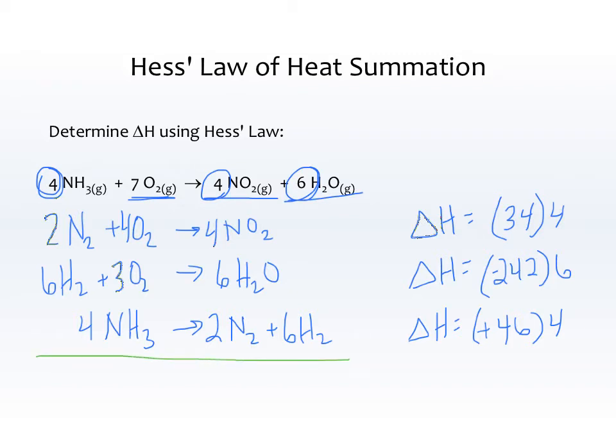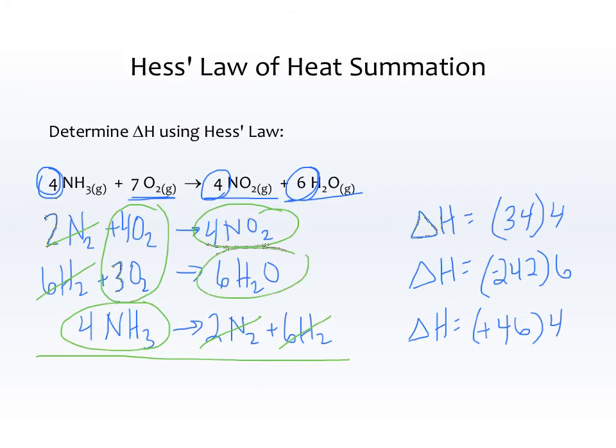Notice that there's oxygens all on the left-hand side, so those are going to add together. Two nitrogens on both sides, those are going to cancel out. Six hydrogens, those are going to cancel out. I don't see anything else that cancels, so everything else is going to stay the same. I like to circle the things that we're keeping and X out the things that we're losing to make it easier to see so we don't mess up.